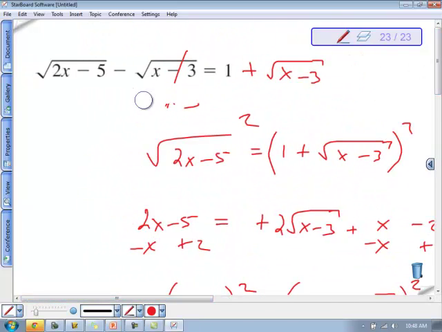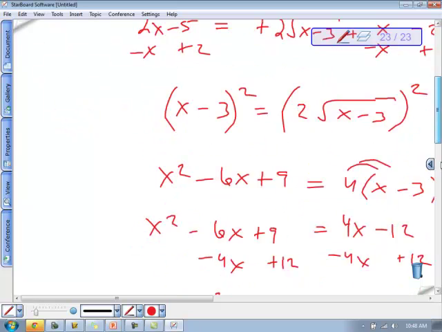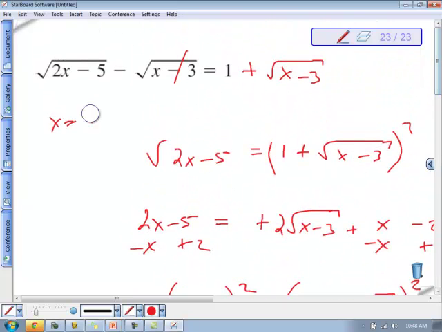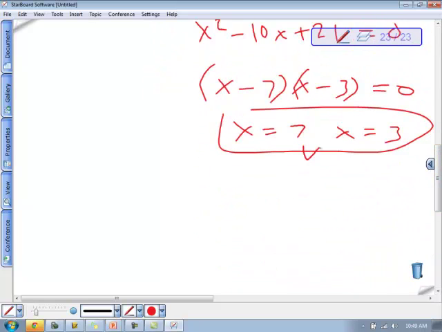All right, so 7 would be, this would be 14 minus 5 is 9, square root of 9 is 3, minus 7 minus 3 is 4, square root of 4 is 2, equals, let's see, that does equal 1. So that checks. So 7 does work. All right, the other solution 3, let's check and see if that works. 3 times 2 is 6, minus 1 is square root of 1, which is 1, minus 0, and that does equal 1. So both of them work. Okay, both of them check.